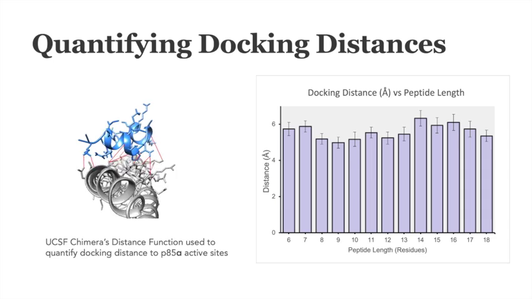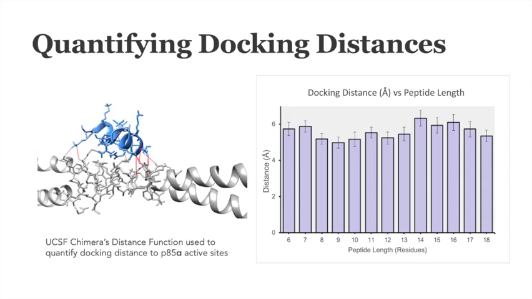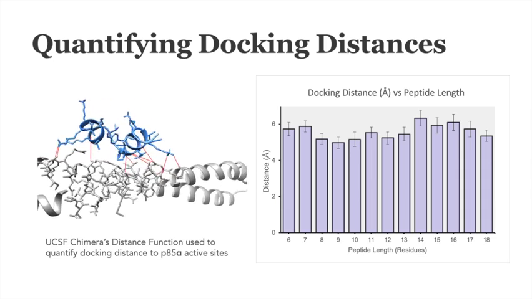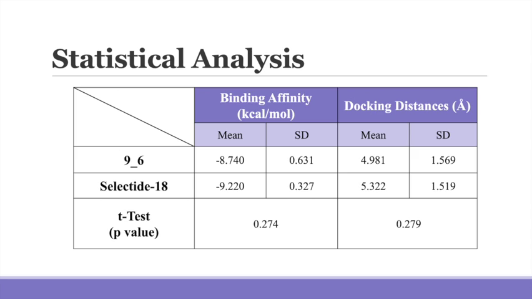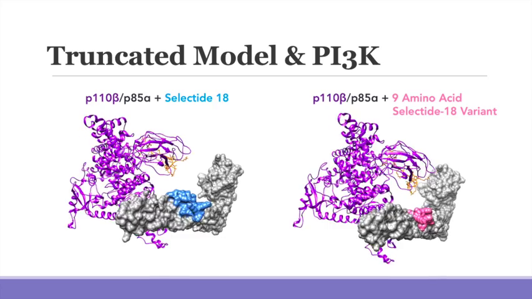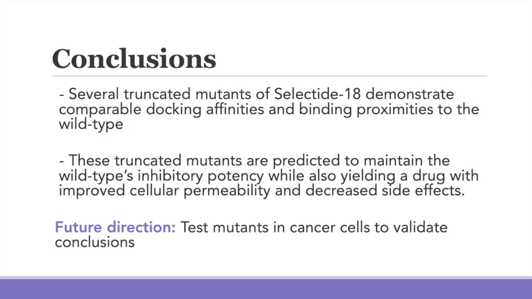In these complexes, their distances to the p85 alpha active sites were quantified using UCSF Chimera's distance function. In analyzing the data, several peptide fragments demonstrated comparable binding affinities as well as docking distances, but especially a 9 amino acid fragment stood out. And in running statistical analysis, it was determined that the binding affinity and docking distance demonstrated no statistical significance between the wild type. In running macromolecule simulations, the same thing was shown.